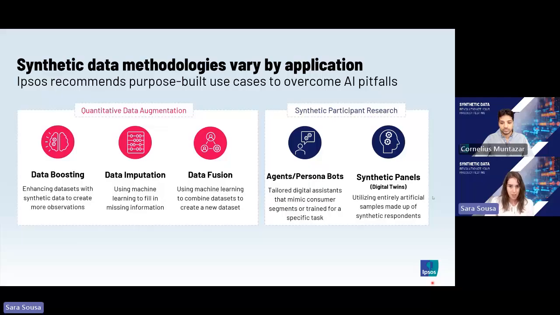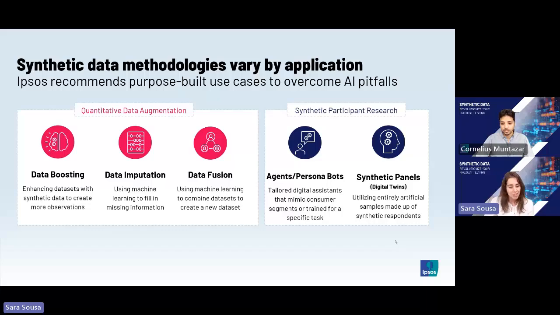On the far right, synthetic panels, this is also called full synthetic data or digital twins. And this is the boldest application of synthetic data among all of those. Here we're talking about replacing real world data completely, 100% artificially generated data sets.